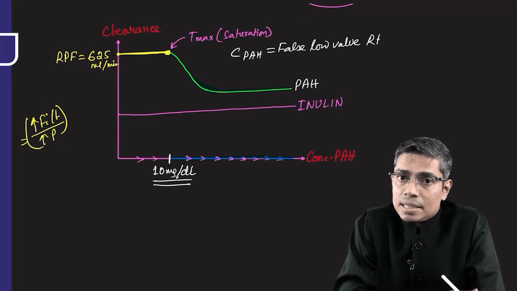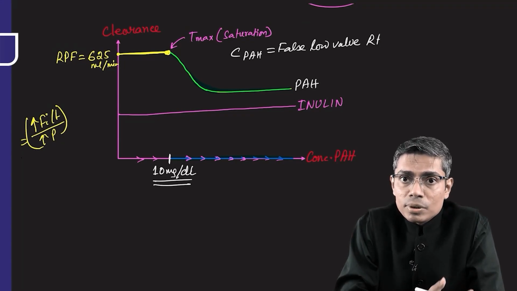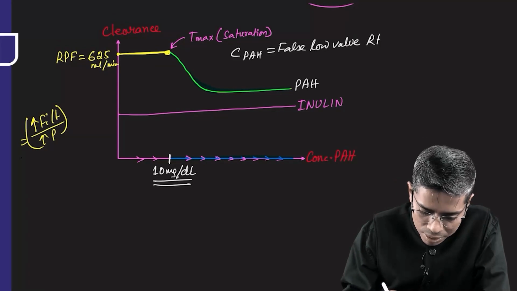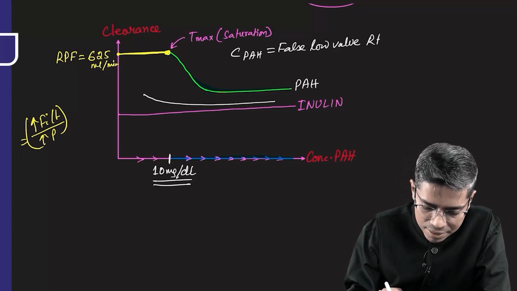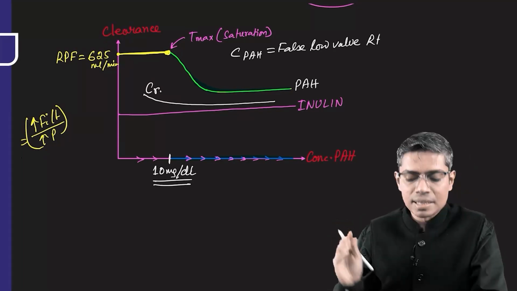Clearance of creatinine: it is secreted. Secreted means the value will be more than the inulin value. So the creatinine clearance curve will be just above the inulin clearance curve. So this is the creatinine clearance curve.